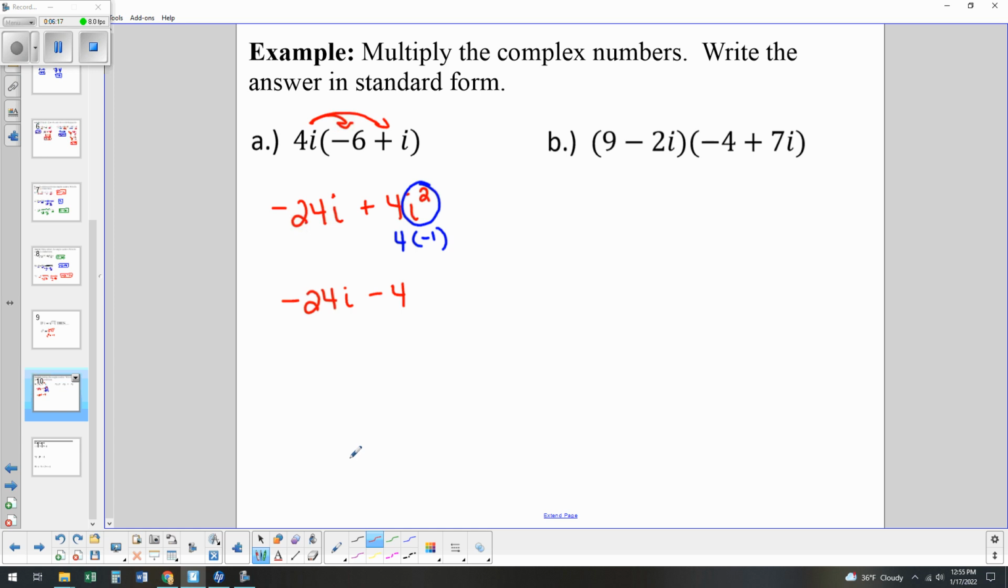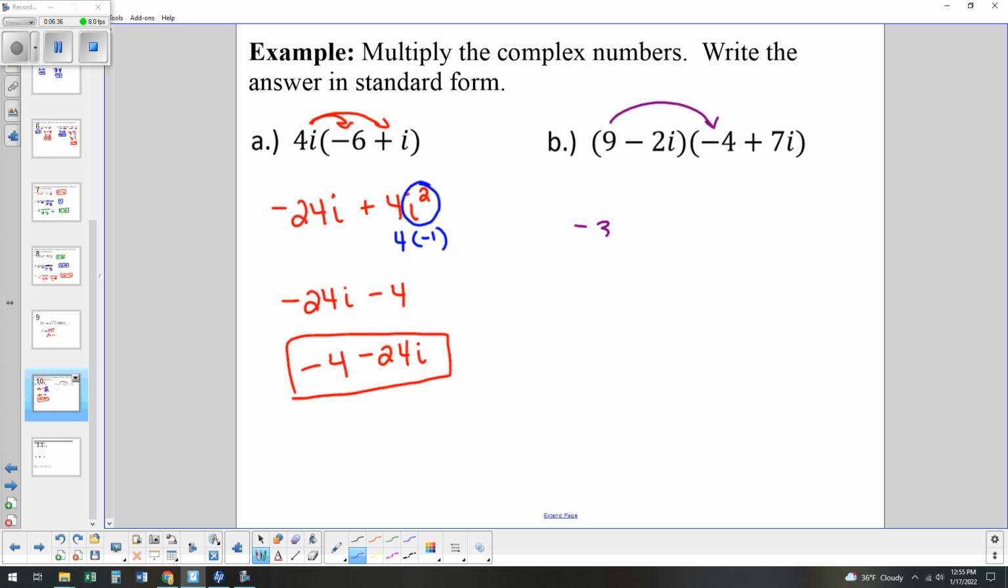And we always want to write our answer in standard form. So the negative 4 has to come first, and then we have the negative 24i. So that's the hardest part about doing these problems, remembering that at the end, it has to be written in standard form. All right, let's look at B.